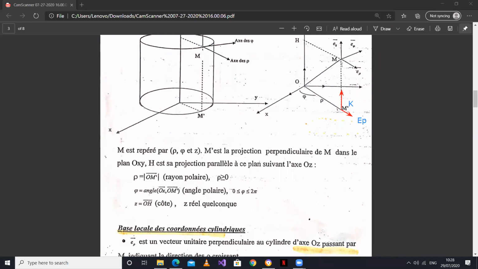So in the end, OM, which is equal to OM prime plus M prime M, is going to be equal to rho following E rho plus Z following K. Z being the size of this distance here from M prime to M, and K being its direction. K is a unit vector, but it also shows us the direction of this line. And then we have rho being the magnitude of this line from O to M prime, and E rho showing us its direction. Okay, nice. So when we come down here, let me just clear these things.